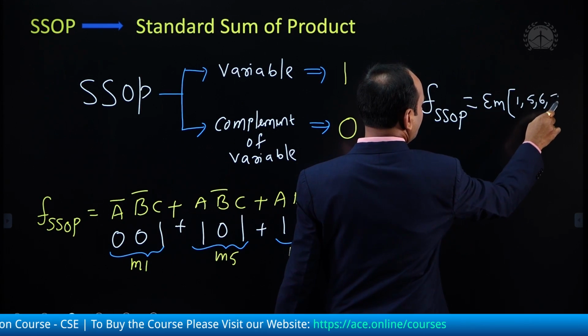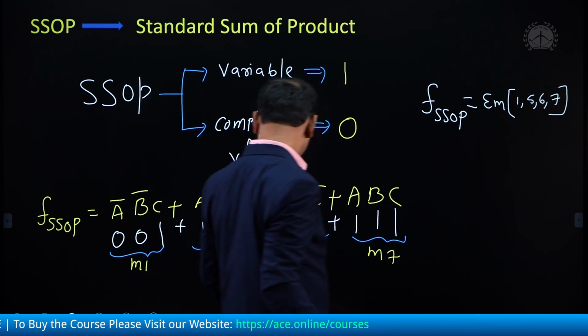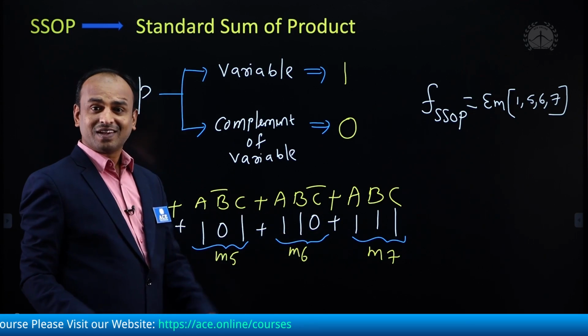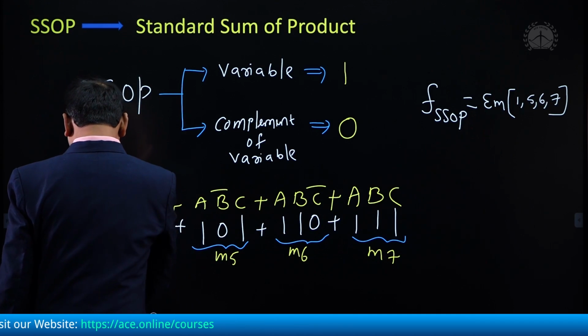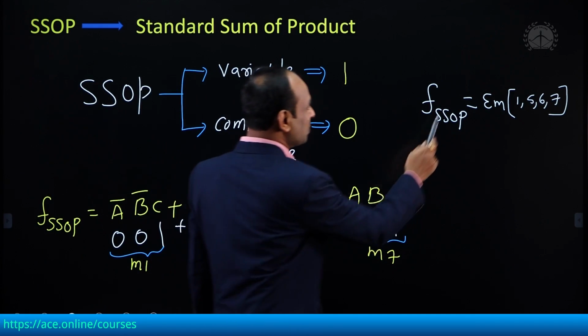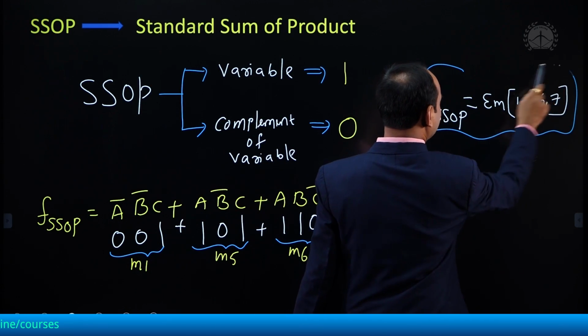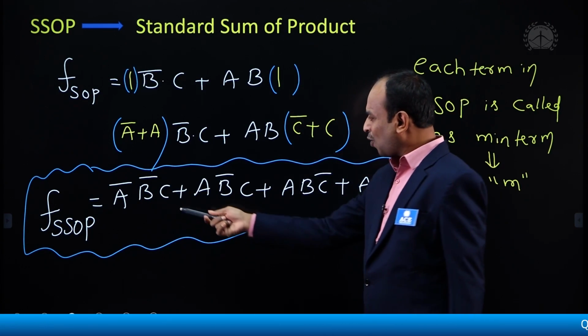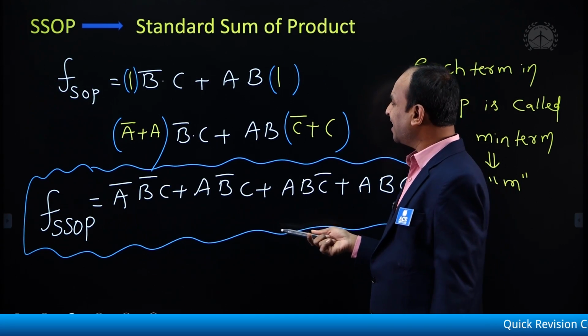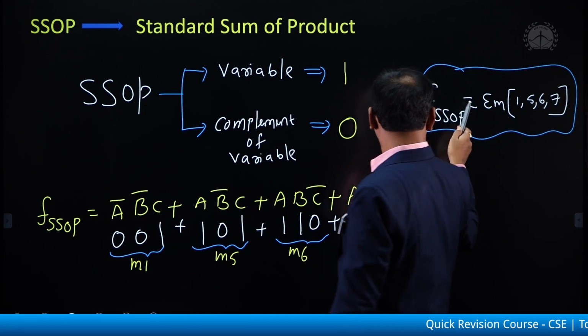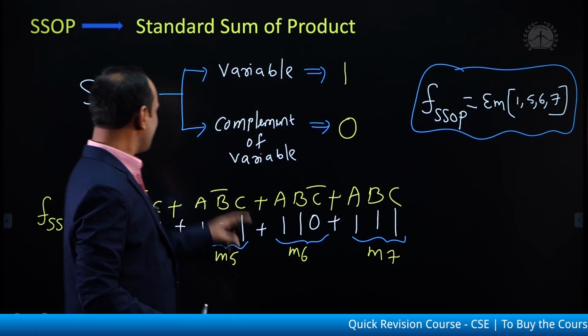We can also indicate like this, okay? I am keeping a box. This is the conclusion. Hello, SSOP, we can indicate like this, or by using this rule we can also indicate like this. So this is important in the SSOP.